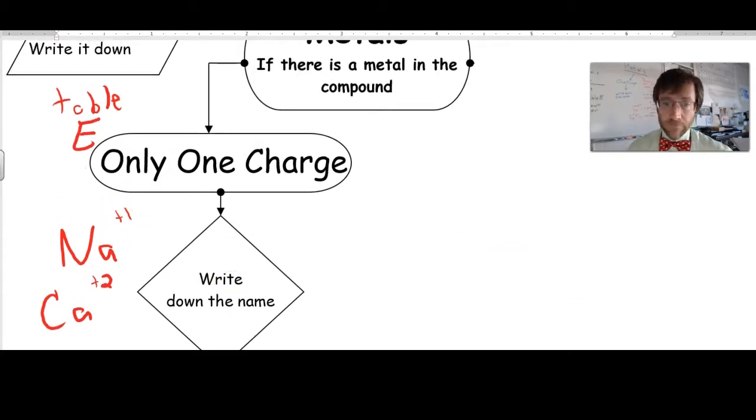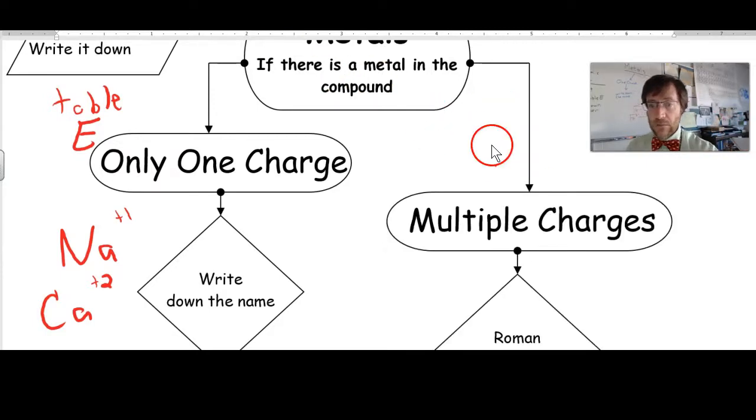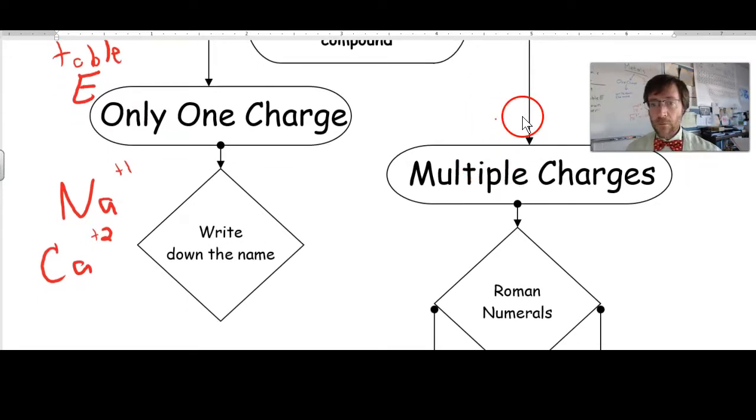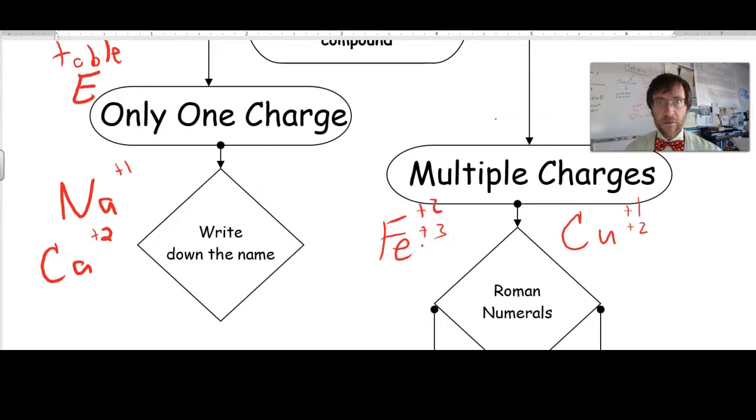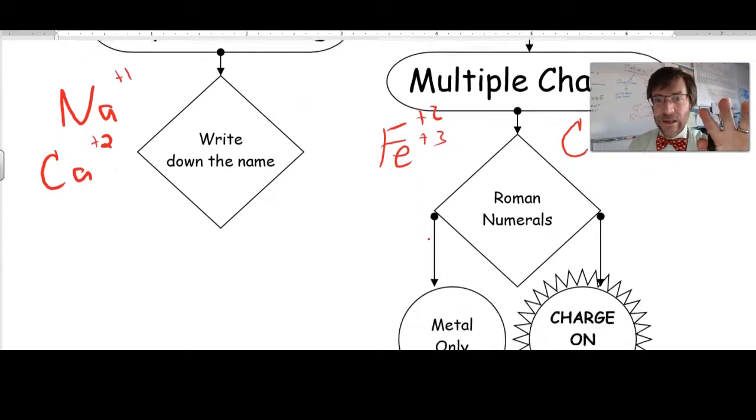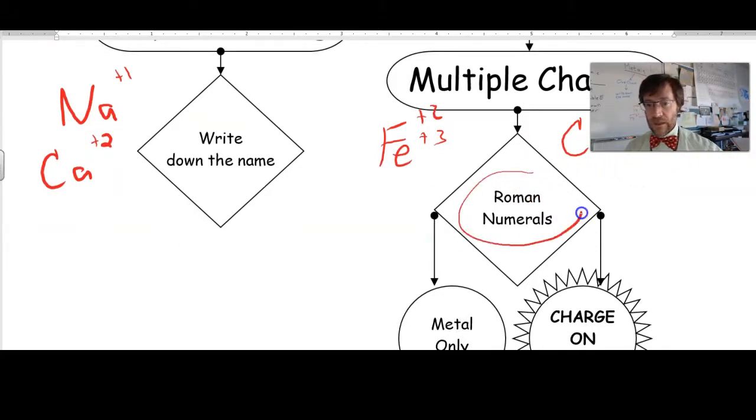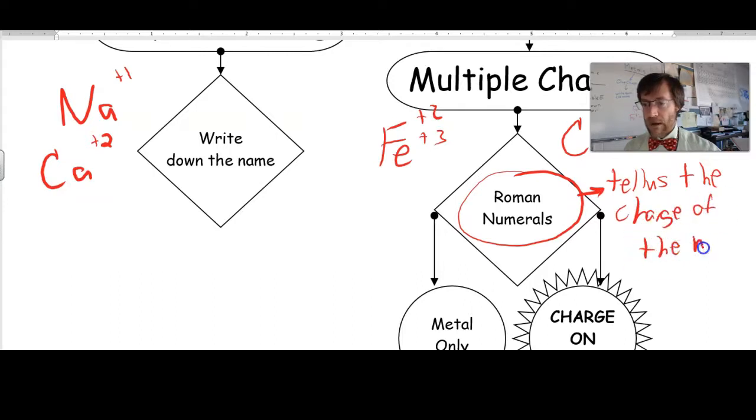Now, the same thing, only it's going to be a little bit different here, is if you look at the metal, and there are multiple charge options. So for multiple charge options, that's like if we look at copper. Copper has a +1 and a +2 on the periodic table. Iron has a +2 and a +3. Some of them have like majillions of them. So if there is more than one kind of ion, we need to use Roman numerals that tell us the charge of the metal.